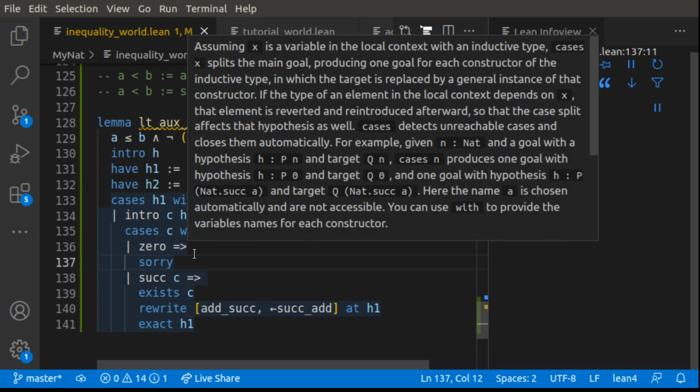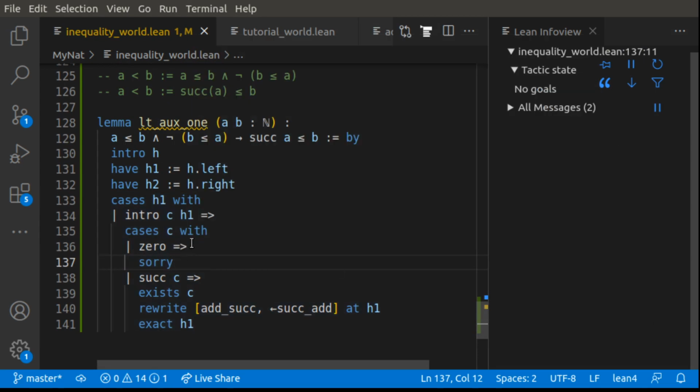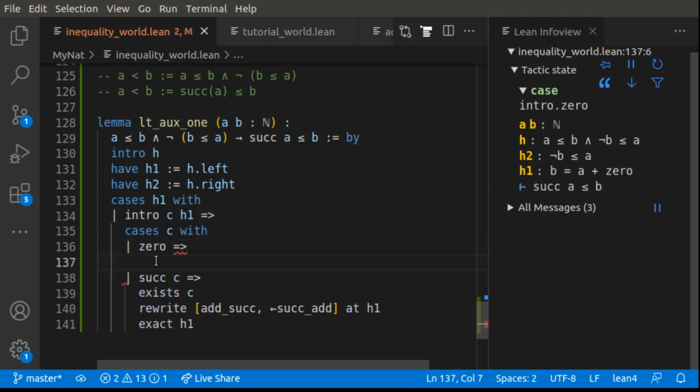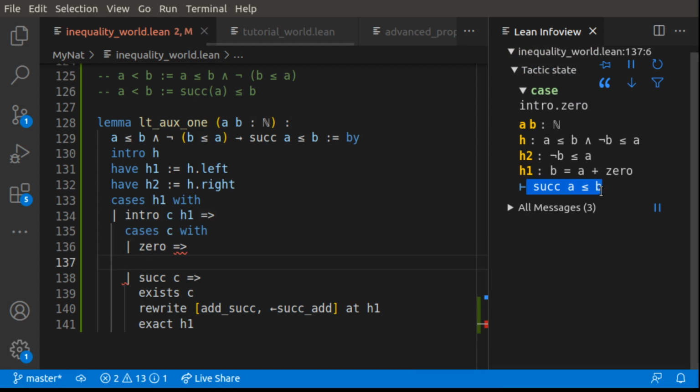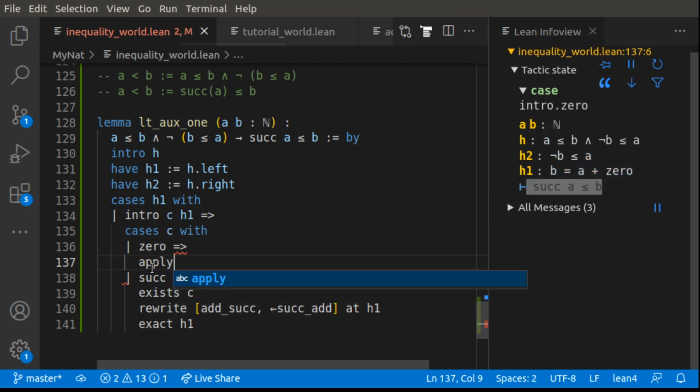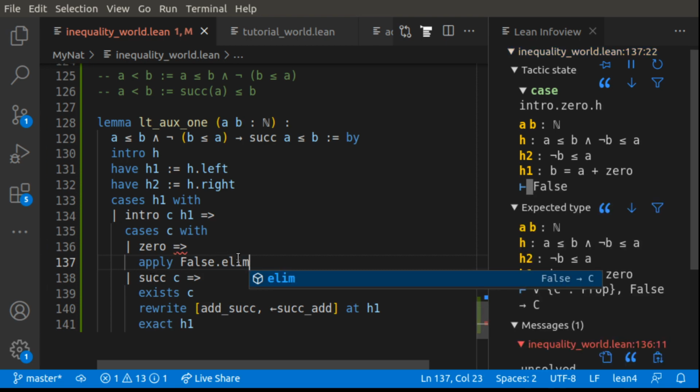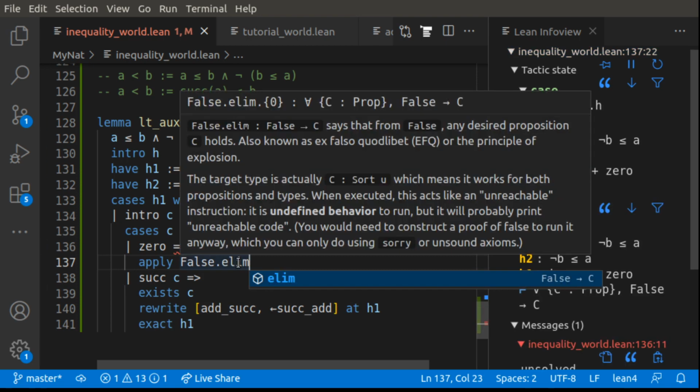After a bit of refresher and look over the tactics and techniques available to myself, I figured out that here we don't really care about the goal. We can already prove that this is false from our hypotheses. So we could just apply false.elim, and then it says from a false, any desired proposition C holds. So this is just X false.